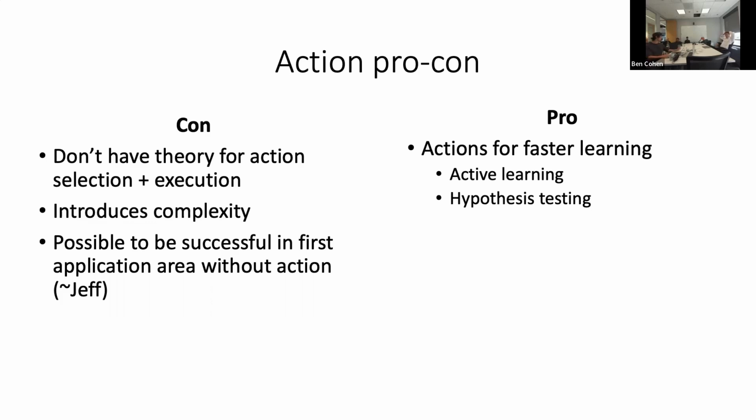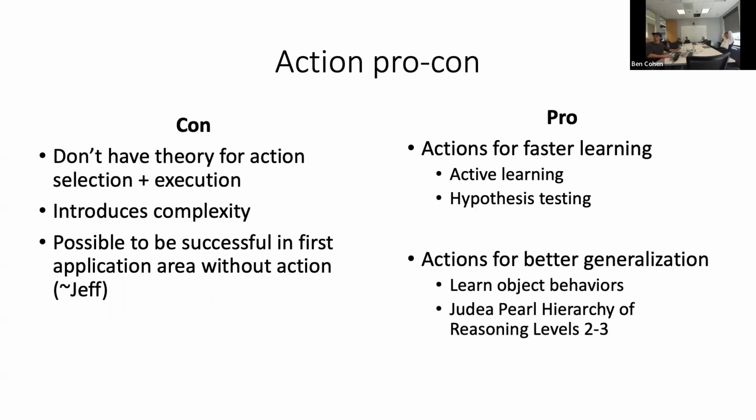And if we run with this hypothesis testing loop idea, it's possible you can get in touch with the world faster by quickly testing hypotheses. It also might lead to better generalization. So by interacting with things, you might learn their behaviors. And just to point out, Judea Pearl has this levels of reasoning hierarchy and suggests that you can't go beyond level 1 without being able to interact with objects. So there are clearly advantages of being able to manipulate objects.